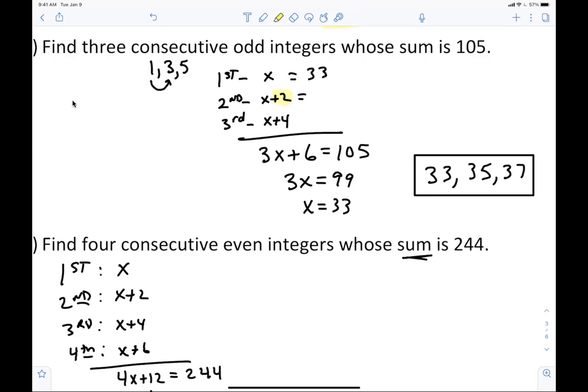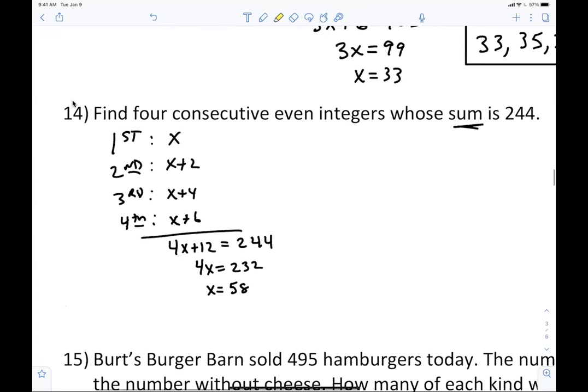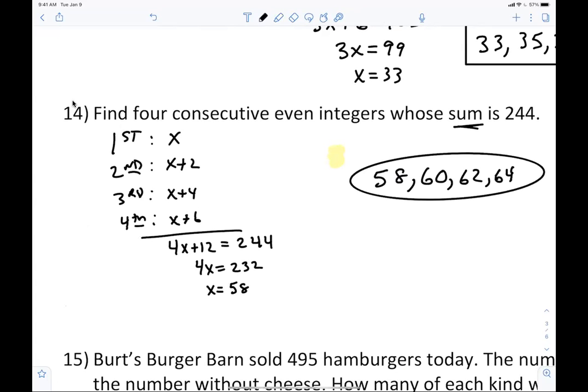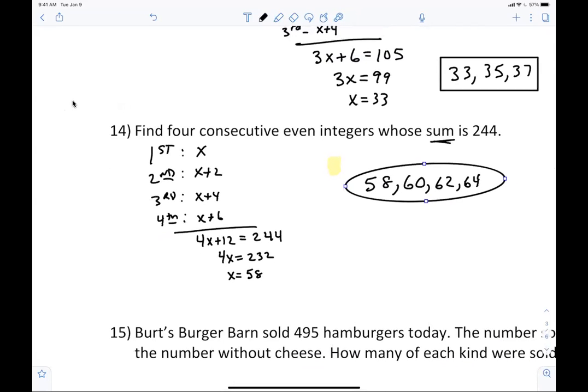Yes, sir. The 4, like first, second, third, fourth. That's the third. Okay, never mind. So now my numbers are just going to be, what do we got here? 58, 60, 62, and 64. That's what I'm looking at. All right, thank you, Jackson, for taking care of that. Everybody happy with that? Everybody happy?